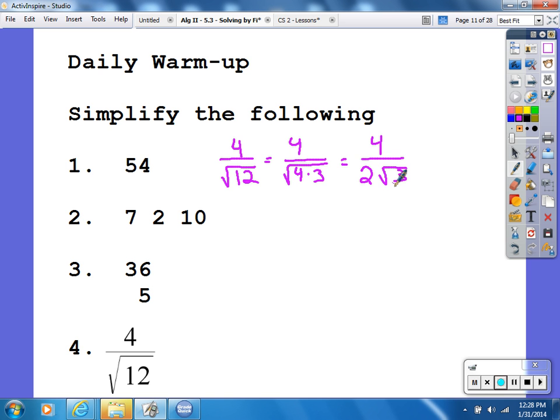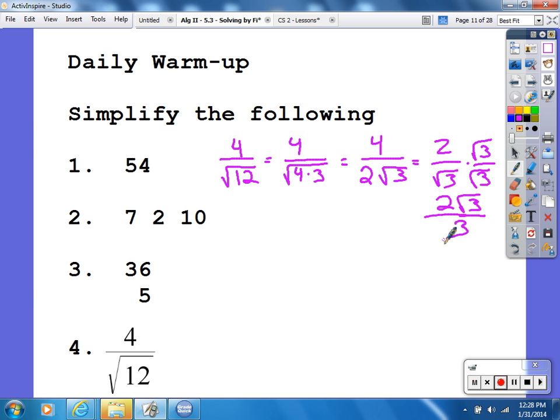From here, what can I do next? So you guys see that I can simplify real easily. The 4 and the 2. 4 divided by 2 is 2, right? So I've got 2 over the square root of 3. Now I'll multiply top and bottom by the square root of 3. So I have 2 square roots of 3 divided by 3.